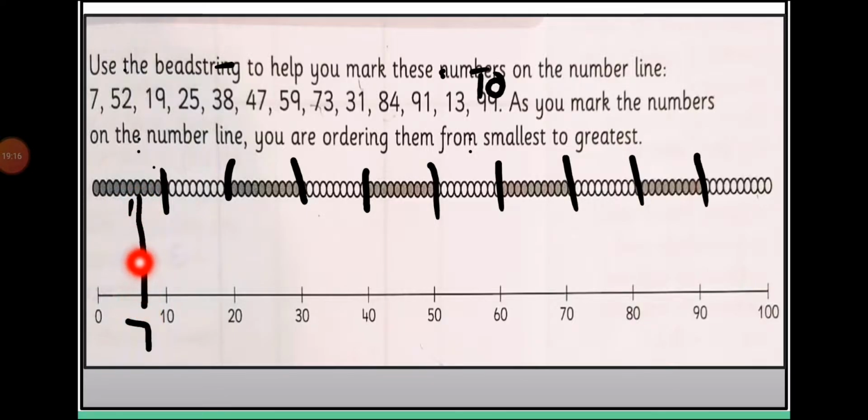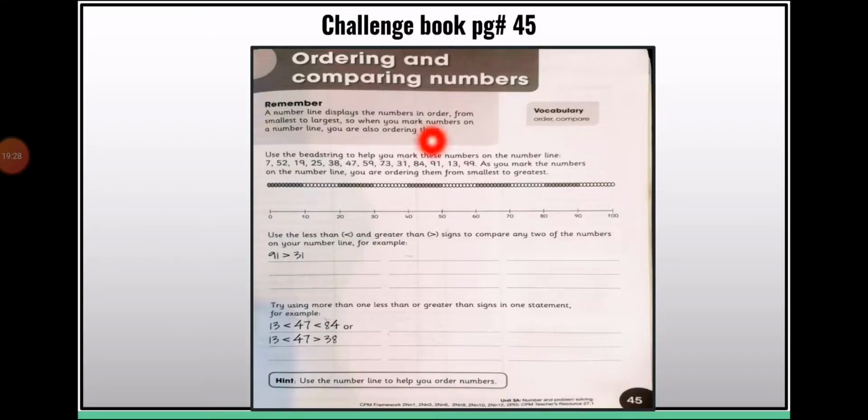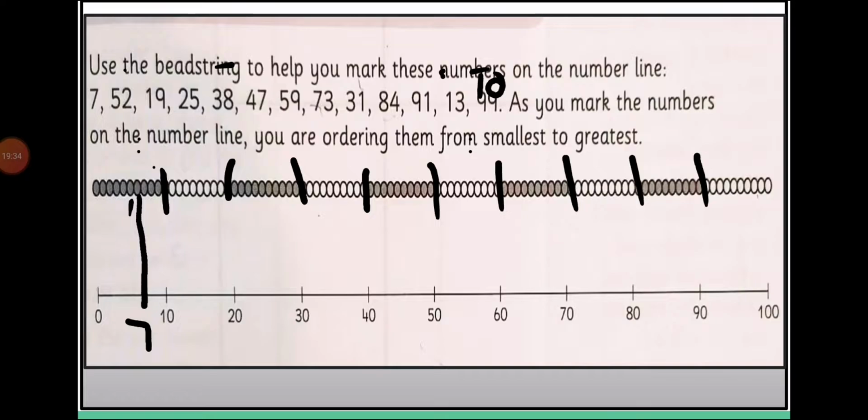You can write the numbers above the line or you can write the numbers down the line. Both are correct. But do it very neatly. You have a proper space on your page, the challenge book page. You can do it very neatly. Use a scale when you have to mark the numbers on the number line.